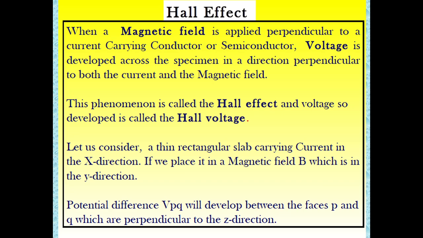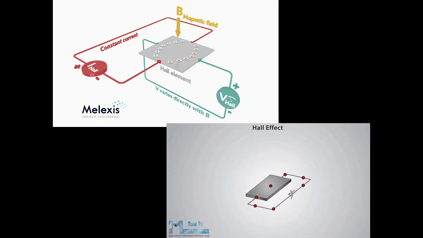Let us consider this thin diagram. Here we see that current is applied in the x direction, the magnetic field is applied in the z direction, and the Hall voltage is developed in the y direction. This is the clear explanation for the Hall effect.